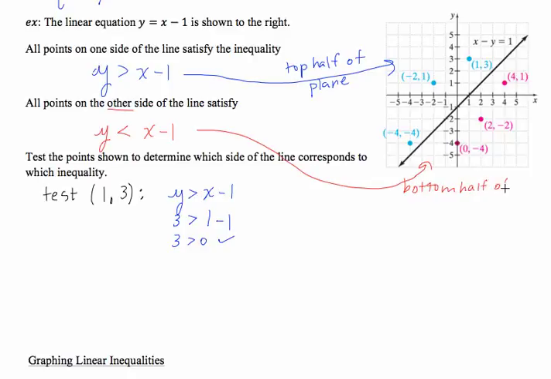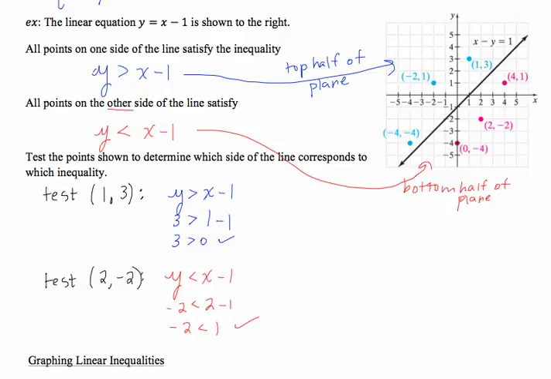Okay, let's do a check here. Let's plug a point on the bottom half of the plane into this other inequality and see if it's correct. Let's test the point 2, negative 2. I'm going to plug that into the less than inequality y is less than x minus 1. It should be true. Y is negative 2, x is 2. Is negative 2 less than 1? Sure, that is true. So that point does solve this inequality.